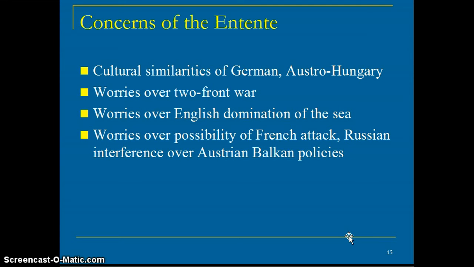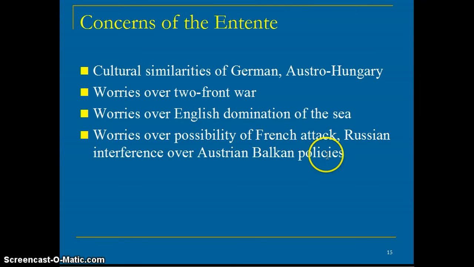The concerns of the Entente: the cultural similarities of Germany and Austria-Hungary, those two groups get along because they're very similar. Austria-Hungary used to have a big influence on German states. Okay. The main factor is the worries over the two-front war. Like I said, Germany is very concerned that it could get attacked on two sides, having to split their forces and fight on both the east and the west. And then the big concern is that the English can dominate the sea, and therefore if Germany can't get the supplies it needs, that would be a big issue.